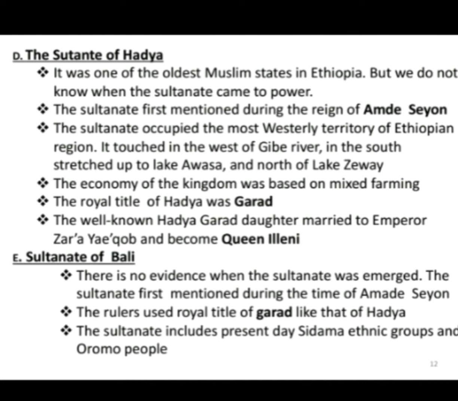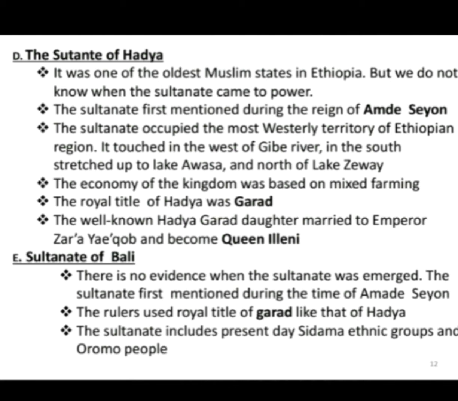The sultanate occupied mostly the western territories of the Ethiopian region. It touched west of the Gibe River, and in the south stretched out to Lake Awasa and in the north to Lake Zway. The economy of the kingdom was based on mixed farming, and the royal title of Hadiya was Garad. The well-known Hadiya Garad's daughter married Emperor Zara Yaqob and became Queen Eleni.